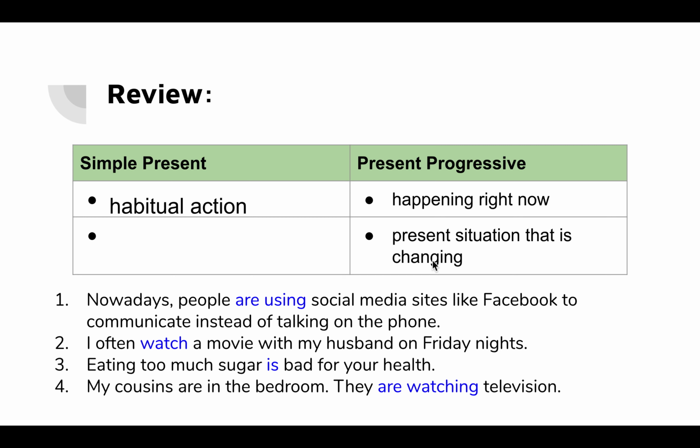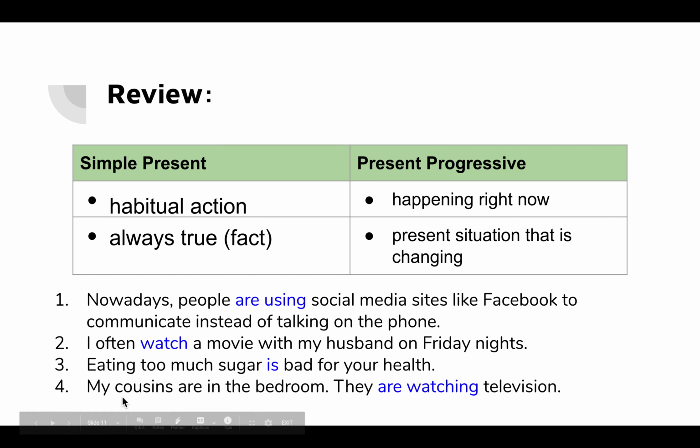The present progressive also talks about a present situation that is changing. So maybe a new trend or something that is new that's happening in the world, something that is different than the past. On the other hand, simple present talks about something that is always true. So it was true in the past, it was true when my grandparents were young, when my parents were young, when I was young, it's still true now, and it will be true in the future. This is a fact that no one can deny, okay?